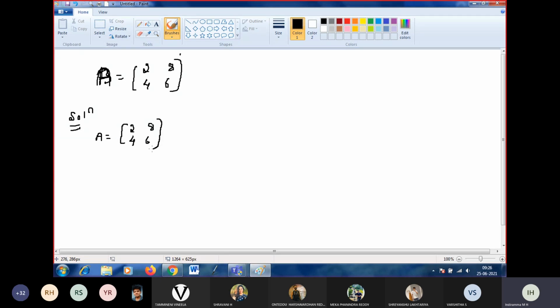Next we have to consider the characteristic equation. Since A is of order 2 cross 2, we have to consider A minus lambda I. So consider the characteristic equation A minus lambda I is equal to 0. A is the matrix 2, 8, 4, 6, and I is the identity matrix of the same order as A.